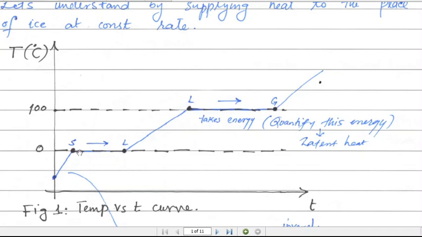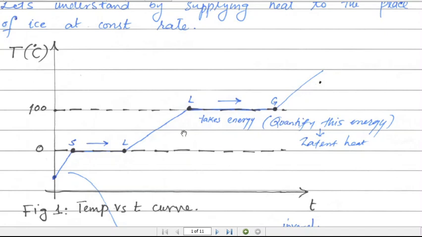Similarly, once all the solid has been converted into a liquid, the temperature of the liquid will start to rise again, up to 100 degrees Celsius. That is the boiling point of water. And once the boiling point 100 degrees Celsius is attained, again the temperature of the system stops increasing for a certain period of time until all the liquid has been converted into a gas. And once it's converted into a gas, again we will see an increase in the temperature of the system.